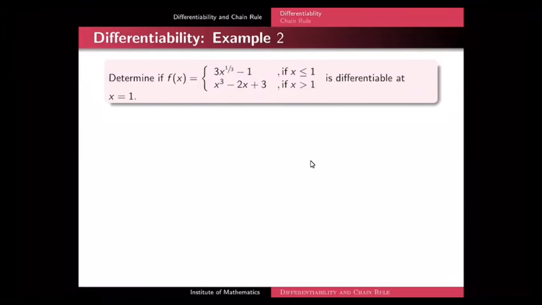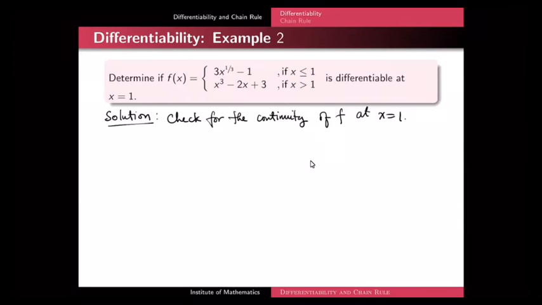Now we proceed with this next example. For this example, we want to determine if the given function f is differentiable at x equal to 1. So similar to the first example, the first thing that we have to do here is to check for the continuity of f at x equal to 1. Okay? So we have to check for the continuity of f at x equal to 1.